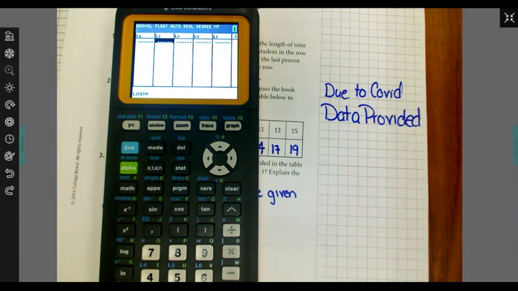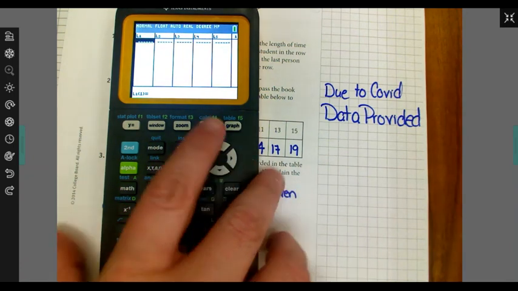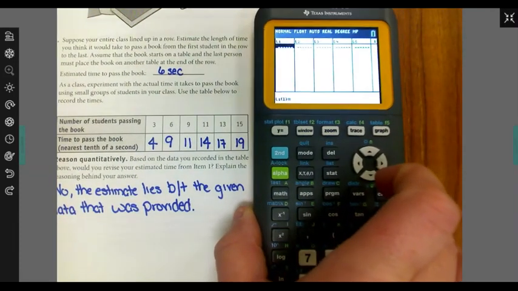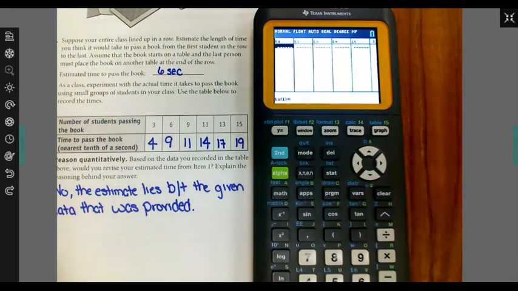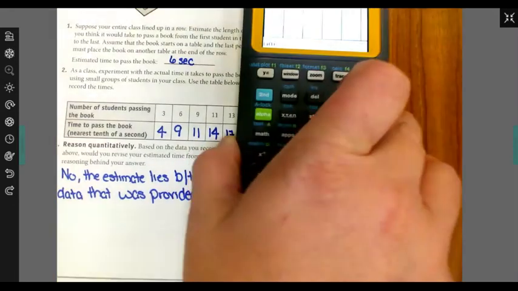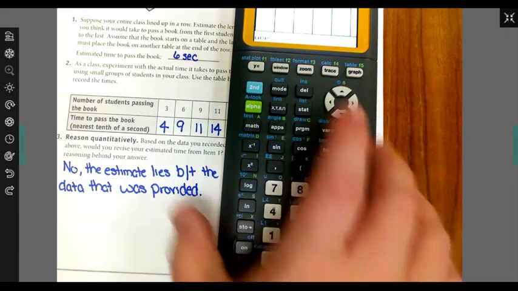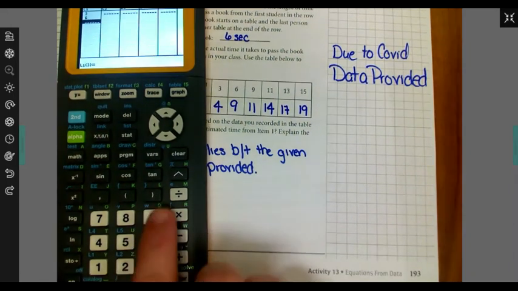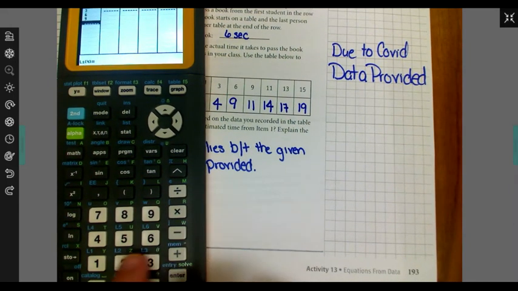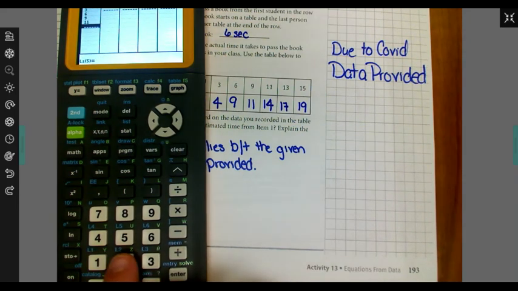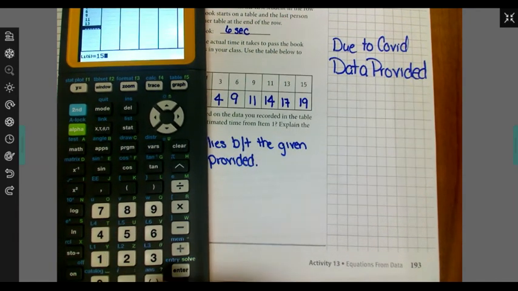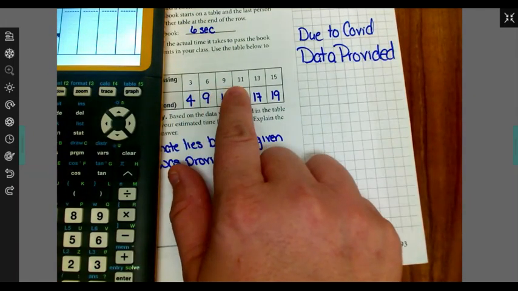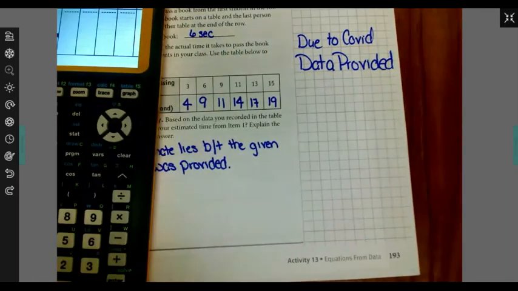Now I want to input this data. So I'm going to go back over to L1, and it says input the number of students as your X. Well, L1 is going to be my X column. So I'm going to type in 3, 6. Now I'm pressing these numbers and pressing enter so it goes down from one line to the next. So 3, 6, we're going to do 9, 11, 13, and 15. So I got 6 points of data. 1, 2, 3, 4, 5, 6. 6 points in my thing.